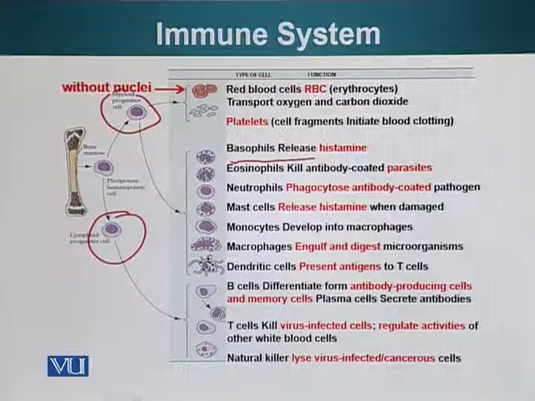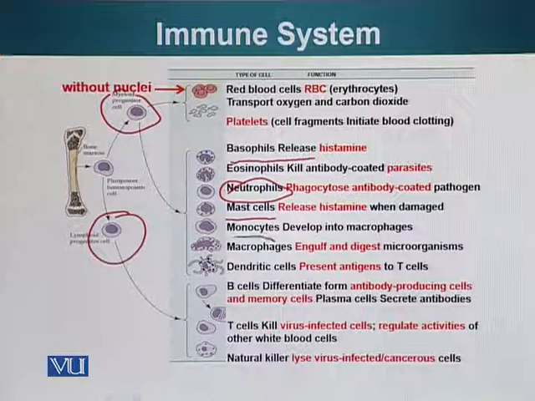The other group is the other white blood cells, which include basophil cells and the mast cells. Basophil cells and the mast cells, they both contain histamine and they release histamine when it is required of them. Eosinophil cells kill antibody-coated parasites. Neutrophils and macrophages, they engulf and digest microorganisms or pathogens. Macrophages come from basically monocytes. Monocytes develop into macrophages.